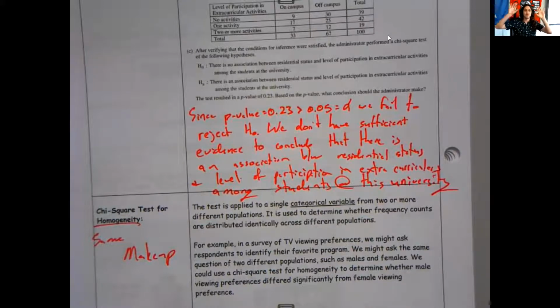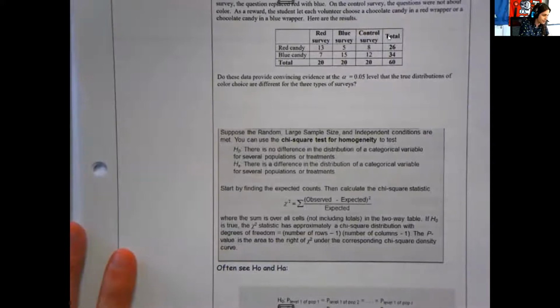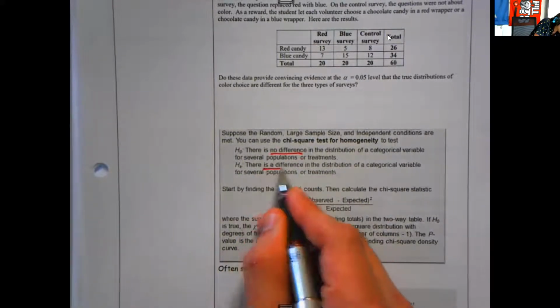We're going to assume going into this that there is no difference. We're going to need evidence to show that there is a difference. So these chi-square tests for homogeneity are going to be calculated in the exact same way. H0, no difference. Ha, there is a difference.